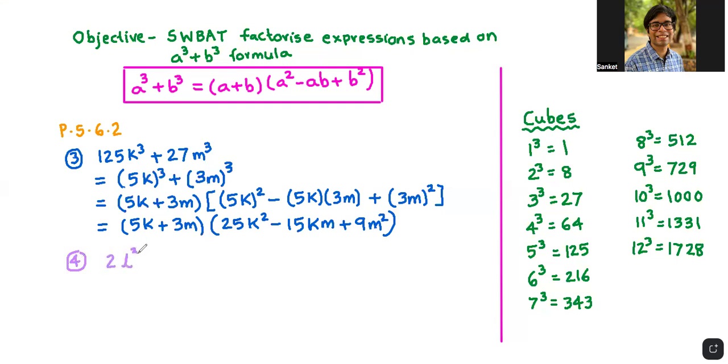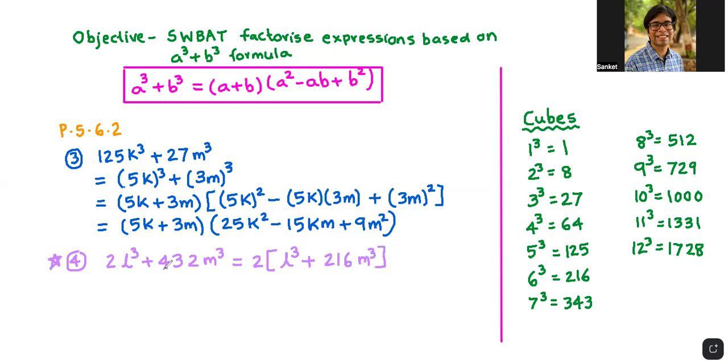2l cube plus 432m cube. Now, this is an important problem. If I see this, I see that 2 is not a cube of any number. 432 is also not a cube of any number. So the trick that I'm going to use here is to take 2 common from both these terms. In the first term, I'm left with l cube plus, if I divide 432 by 2, I get 216 m cube.